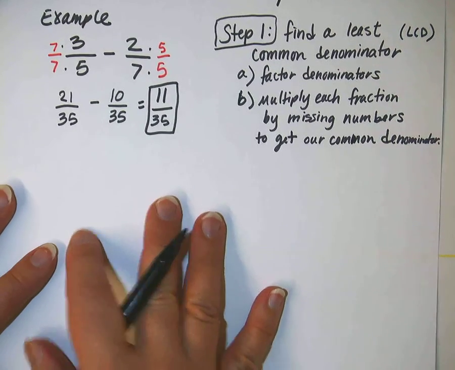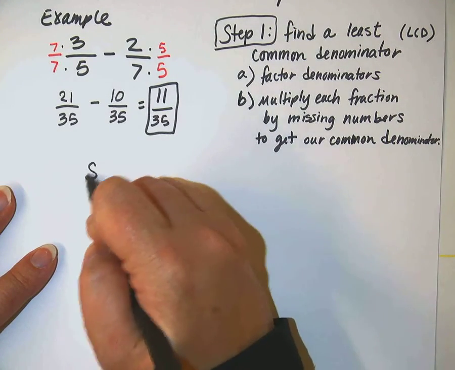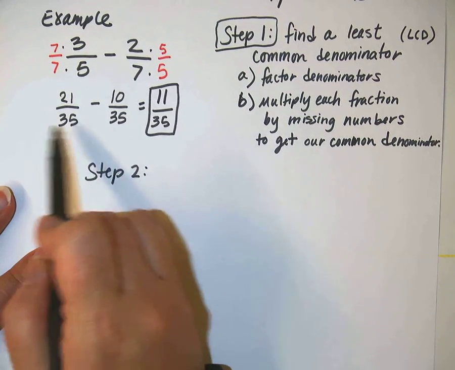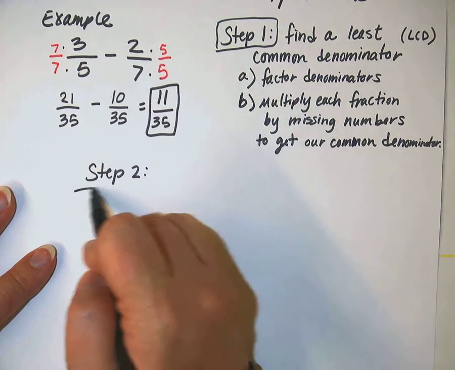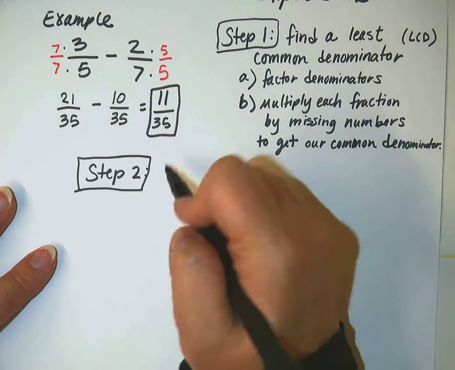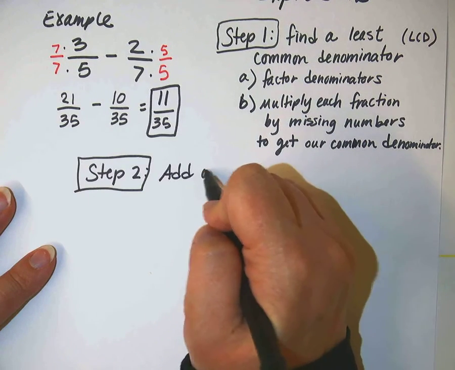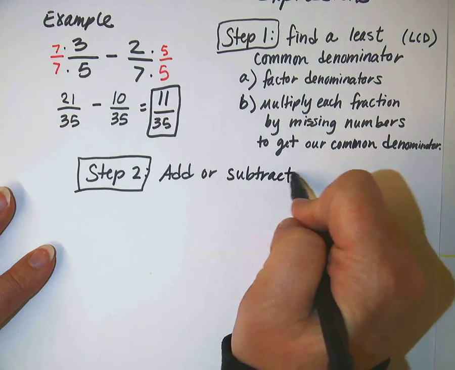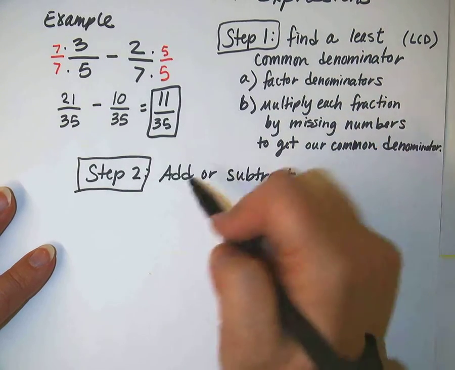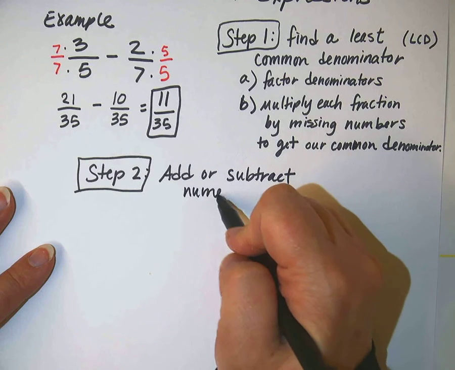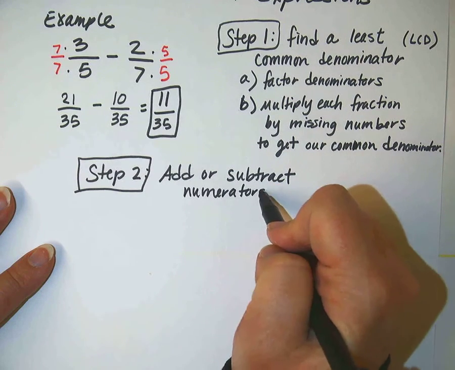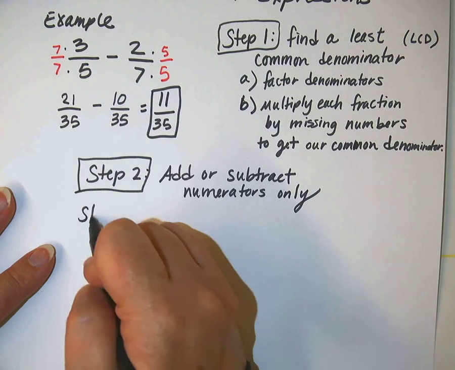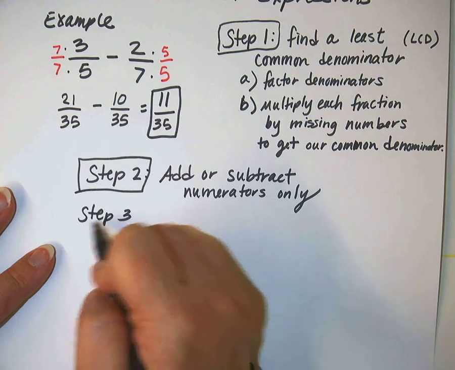Now what do we do? What did we do next after we had that least common denominator? What did we do in this step right here? We just subtracted. If it has adding, you would add it. If it has subtracting, you subtract it. But you only add or subtract the numerators. Okay?